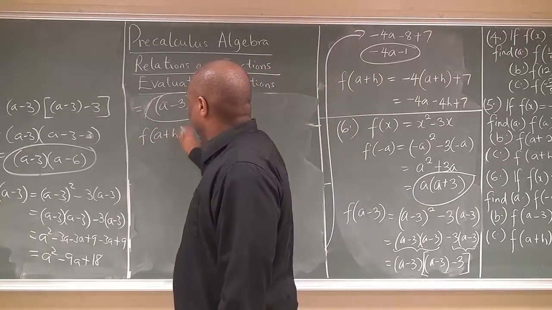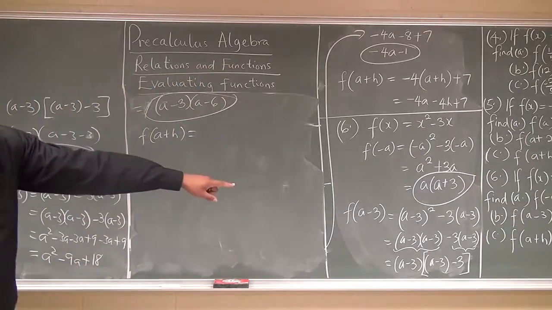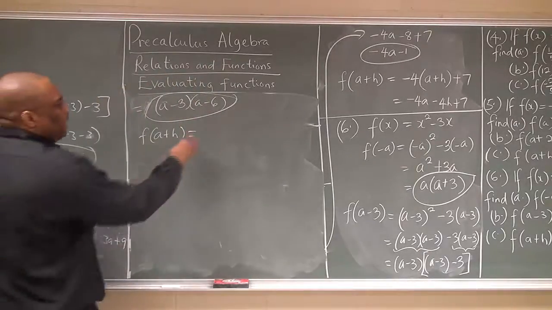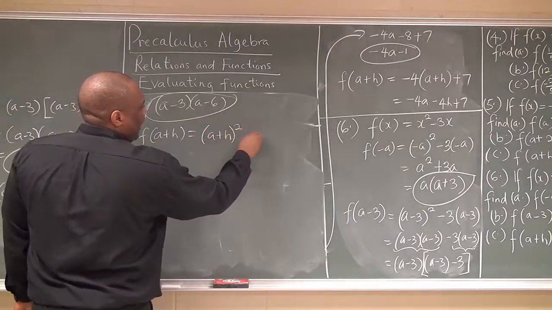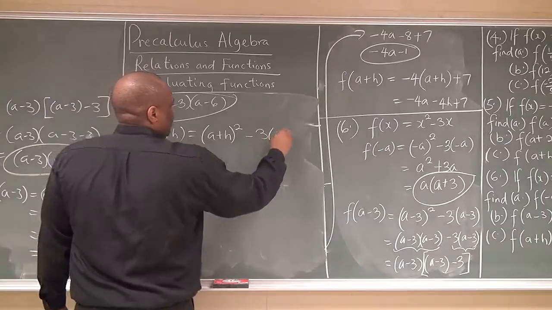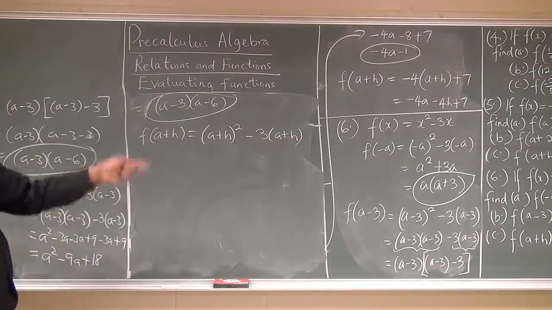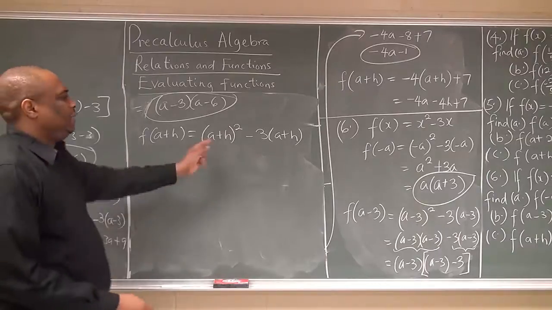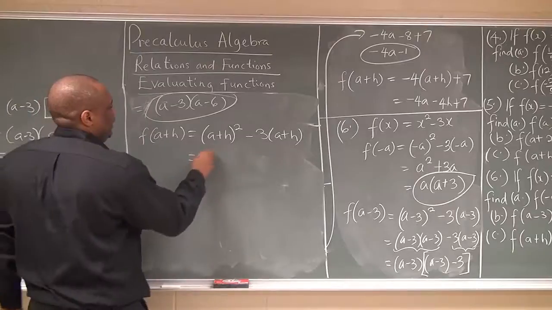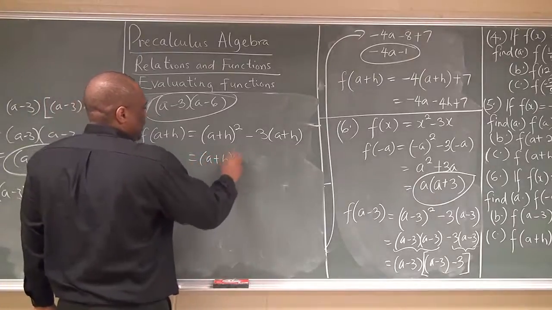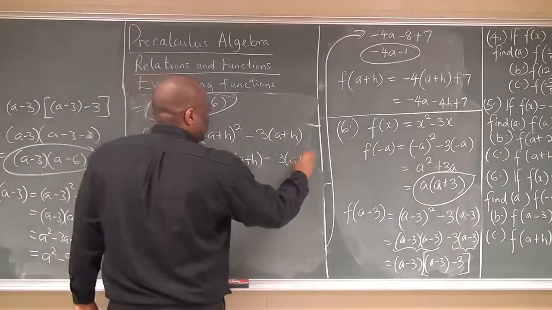Okay, next one is f of a plus h, still under the same question. F of a plus h will be what? A plus h all squared minus 3 times a plus h. Please don't leave your answer like this. We still got some work to do here. So this will be a plus h times a plus h minus 3 times a plus h.